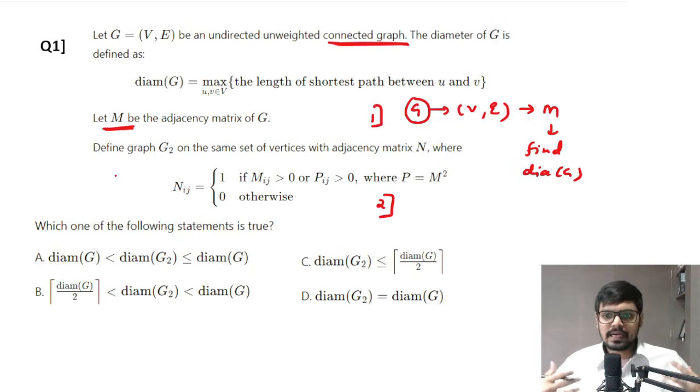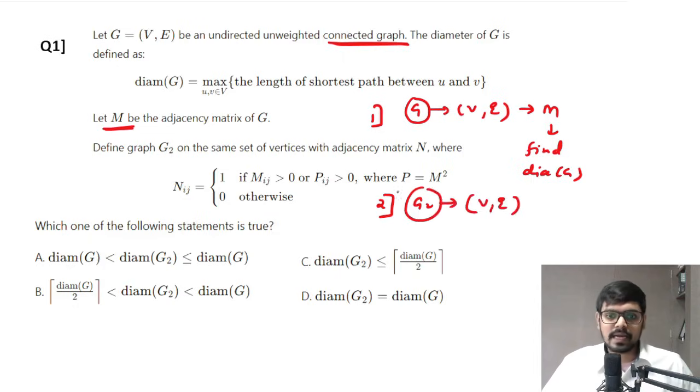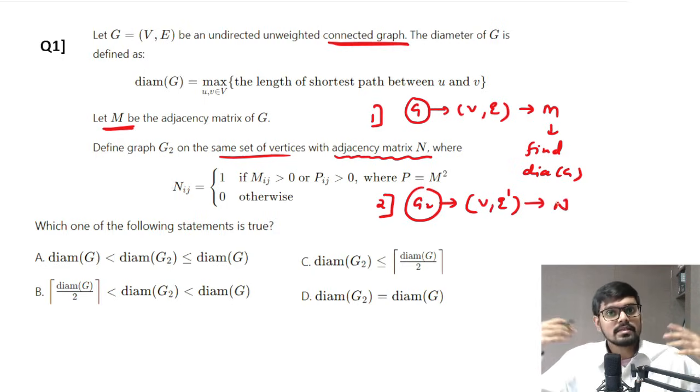So what this data says is, graph 2 is again made from vertices and edges, but the vertices are of the same set, the edges are different. Why are the edges different? Because nothing about edges is mentioned, but they are mentioning the adjacency matrix N. So it is not M. If it was M, then the vertex and edge set would be the same. It is a different new matrix, adjacency matrix N. So if it has a new adjacency matrix, obviously the edge connections are different here.